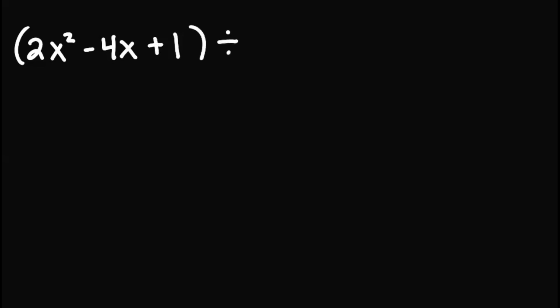Let's try out this next example. Let's have 2x squared minus 4x plus 1 divided by x minus 1. Again, we write out the coefficients of the dividend. So we'll have 2, negative 4, and 1.